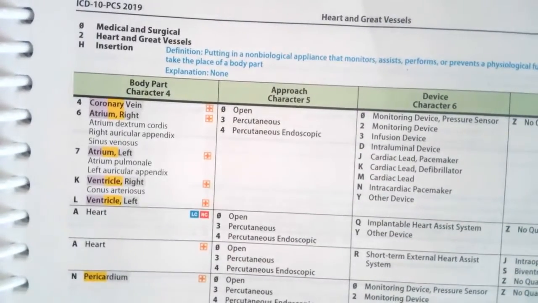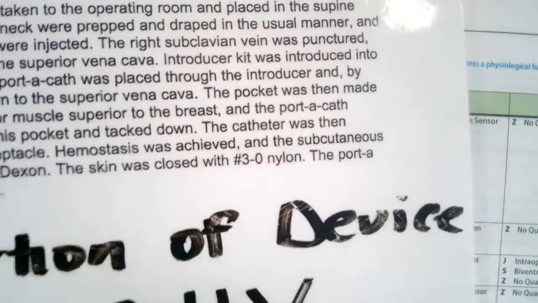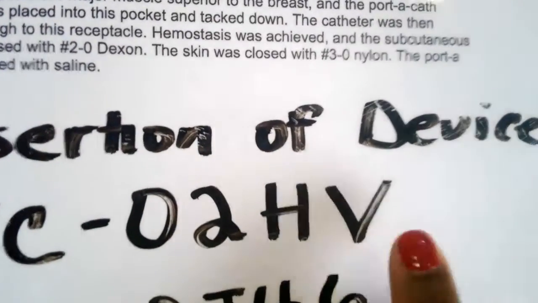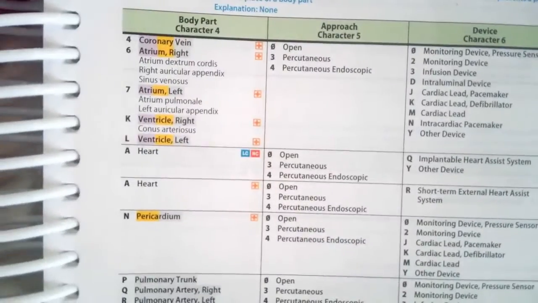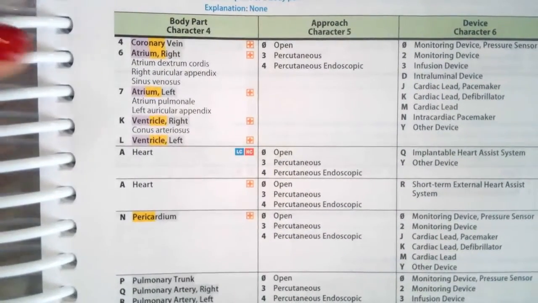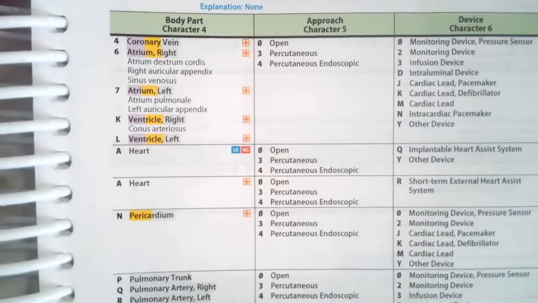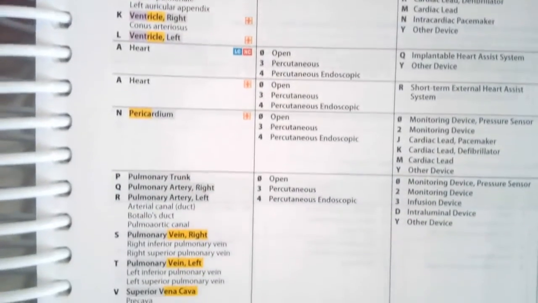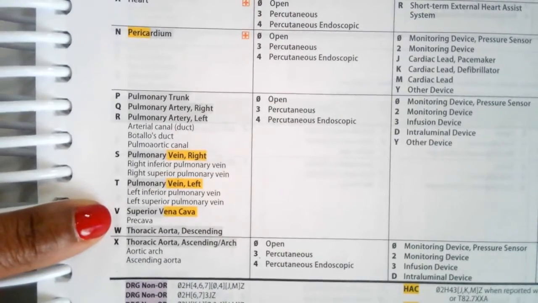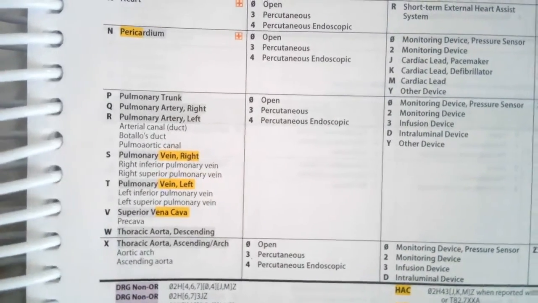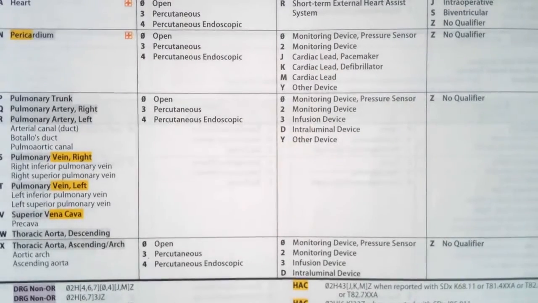So 0 to H, and remember, I have the fourth character of V, and so I'm gonna make sure you guys can see here. So the first row, there is no letter V. And so I'm going and I'm looking and whoa, there is a V. V is for the superior vena cava. So then the next question that I have to answer is, what was the approach?